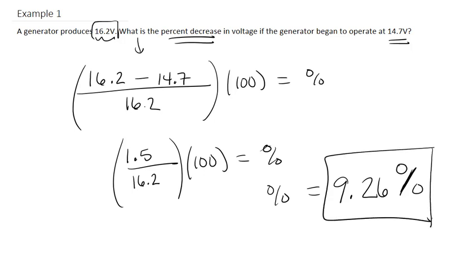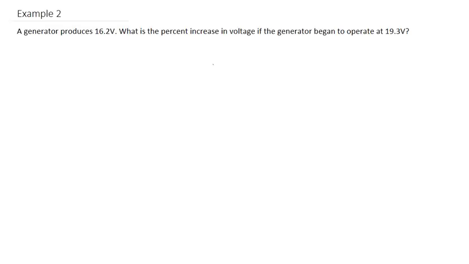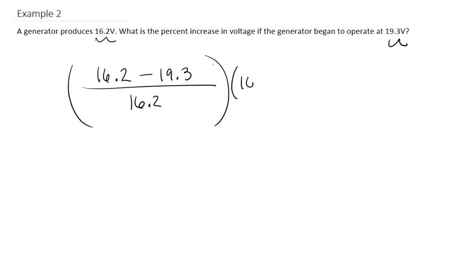Now let's look at another example. Example 2. A generator produces 16.2 volts. What is a percent increase in voltage if the generator began to operate at 19.3? So we have a starting amount, again, of 16.2, but now our new amount is 19.3. We put it over 16.2. We multiply this whole thing by 100 and we get our percentage.